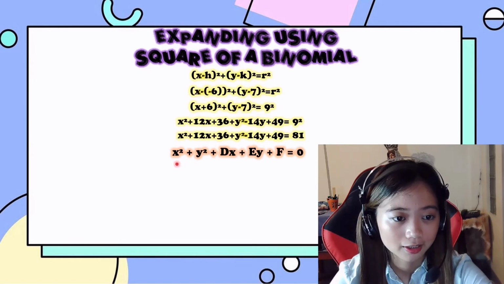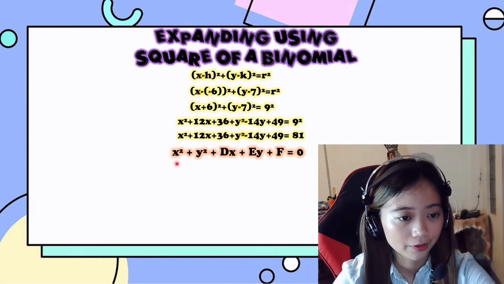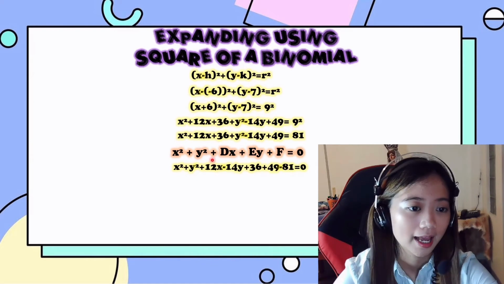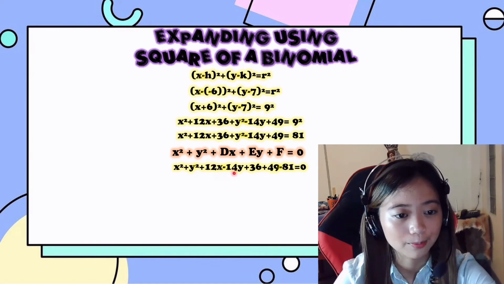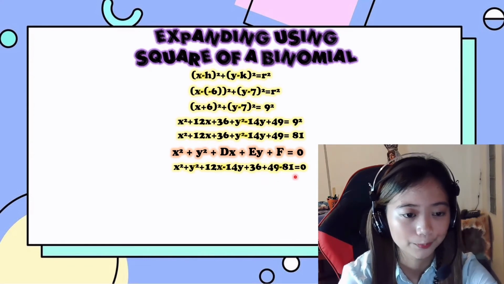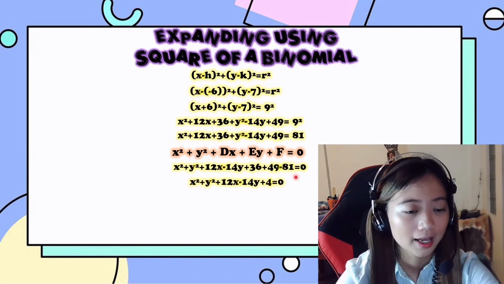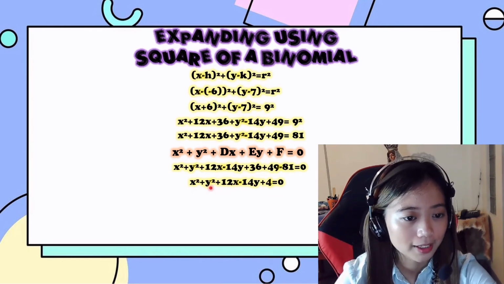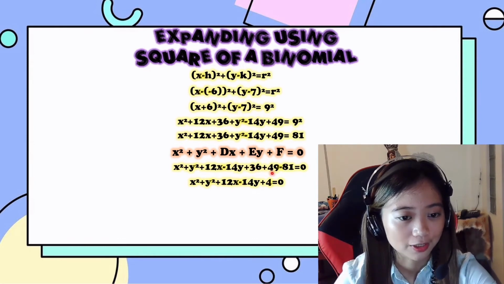Express it in a general equation in the form of x squared plus y squared plus dx plus ey plus f equals 0. X squared plus y squared plus 12x minus 14y plus 36 plus 49 minus 81 equals 0. And now, simplify the constant numbers. X squared plus y squared plus 12x minus 14y plus 36 plus 49 is equal to 85 minus 81 is positive 4 equals 0.